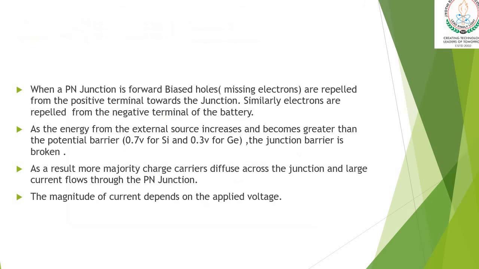of current. As a result, more majority charge carriers diffuse across the junction and a large current flows through the PN junction. The magnitude of the current depends on the applied voltage. So the energy from the external source increases and becomes greater than the potential barrier. The junction barrier is broken.